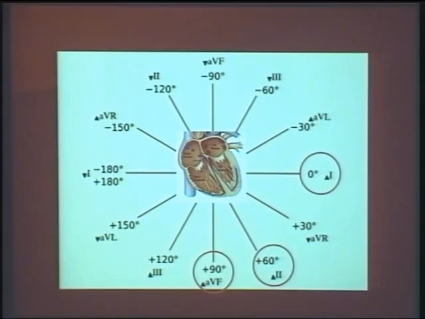Okay. Now what is the number for L3 now? Whenever there is a right axis, what is my number now? 120. So whenever there is a right axis, whenever the L3 shows the tallest positive QRS complex and AVL is negative, then it is a right axis. The degree is 120.